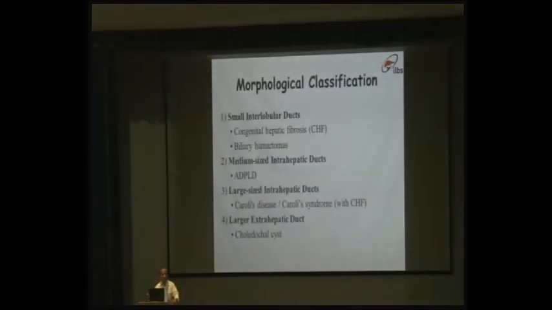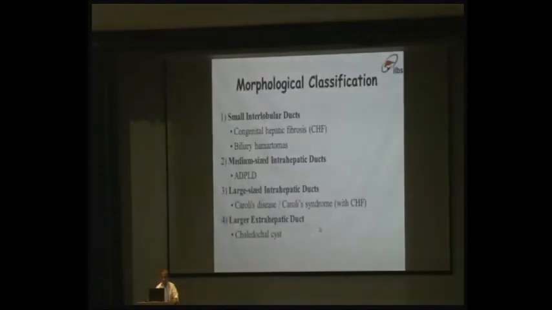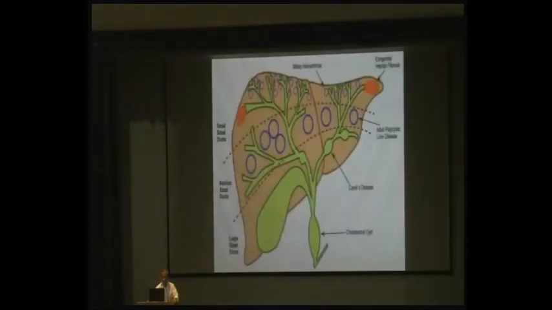Morphologically, they are classified as whether there is involvement of small interlobular ducts, medium-sized, large-sized, or larger extrahepatic ducts, shown in this diagram. Smaller ducts: biliary hamartomas or von Meyenburg complexes and congenital hepatic fibrosis. Medium-sized ducts: this is adult polycystic liver disease. Then large ducts: Caroli's disease, and extrahepatic large ducts. The large extrahepatic ducts lead to formation of choledochal cyst.